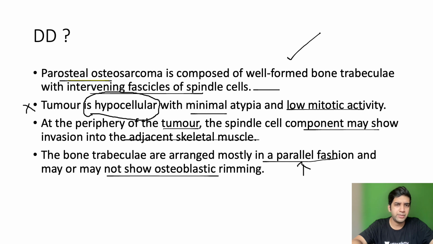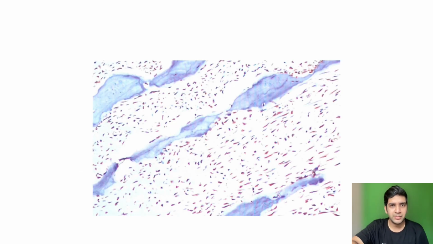You can do a SATB2 or an MDM2. Actually, this is an image of an MDM2. MDM2 is a nuclear positivity, right? I want to talk about this for any pathology postgraduate who's going to look at IHC.